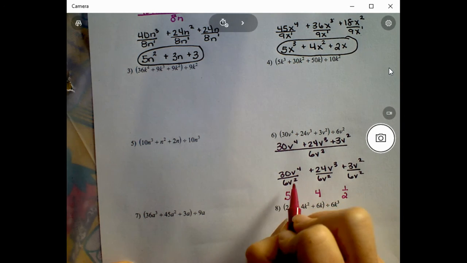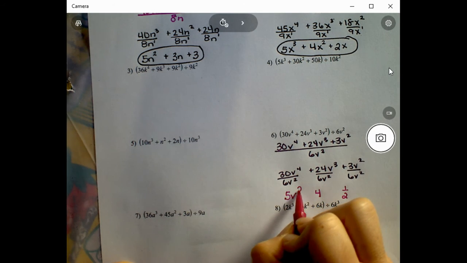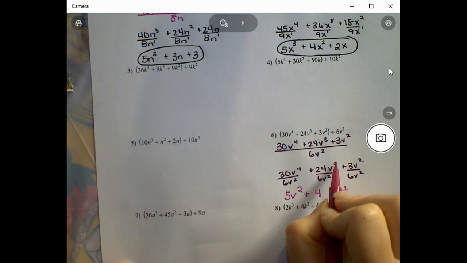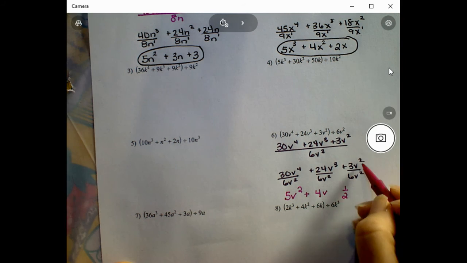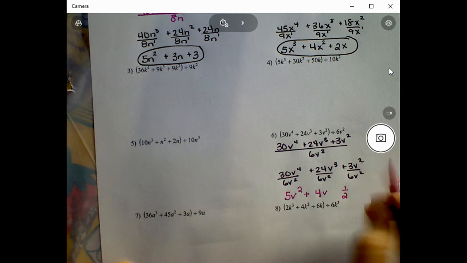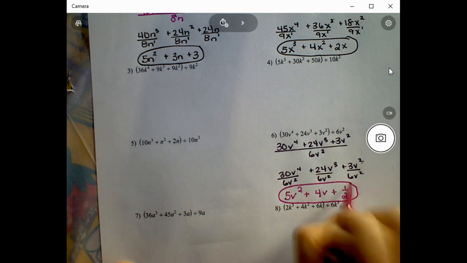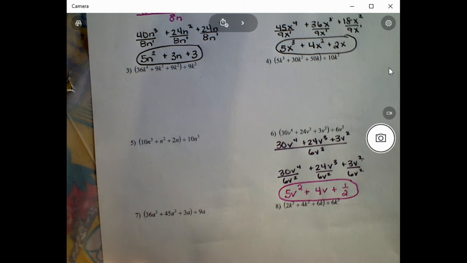Okay, let's look at the v's. V, 4 minus 2 is 2. Subtract exponents. 3 minus 2 is 1. And 2 minus 2 is 0. So we actually don't need to write any because anything to the 0 power equals 1. All right. And actually, let me show you one more example just to show you what happens if you end up with a variable on the bottom.